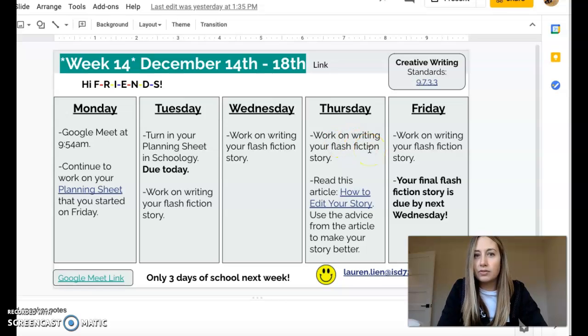It doesn't need to be long. If you remember looking at my example story, it was about a page and a half long. So a flash fiction is very, very short, but it still has all the story elements in it. So you're going to work on writing that this week.